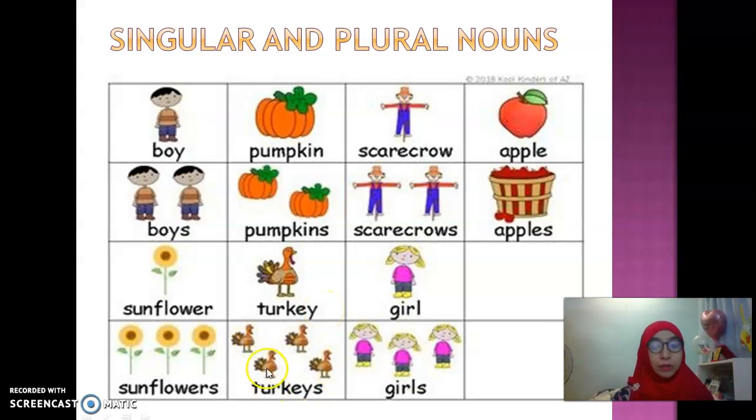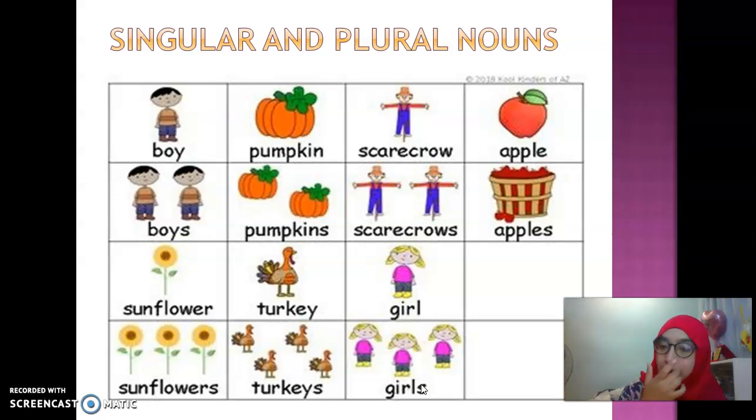Turkeys, 1, 2, 3, 4, more than one. And last one, girl, one, no S. Girls, 1, 2, 3, S, so more than one. So I hope you understand this concept. Just remember that for singular, there is no S. If many, you have S.